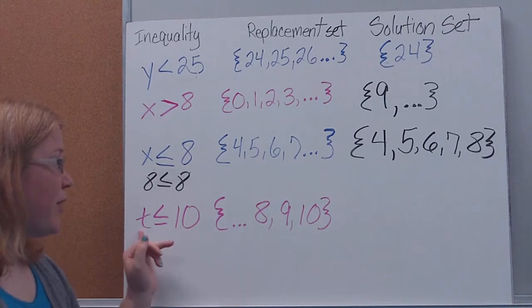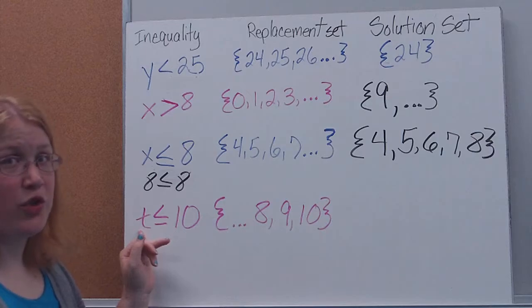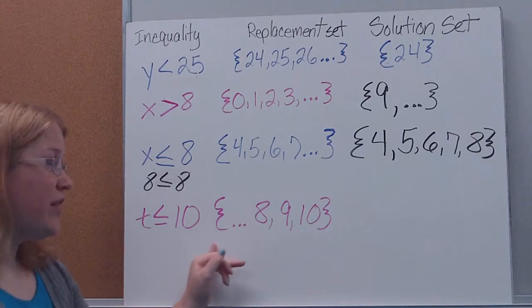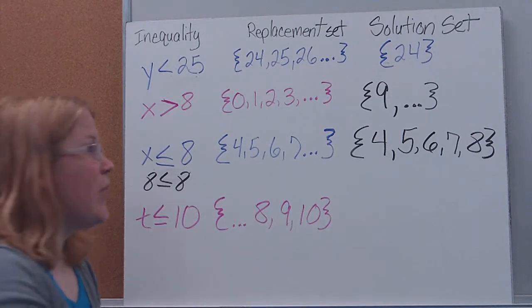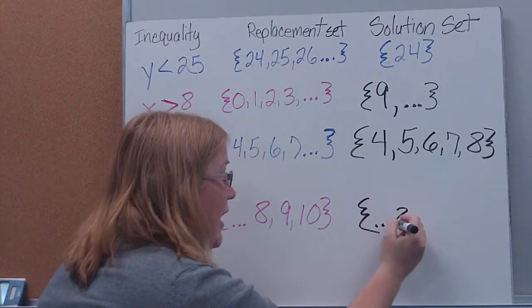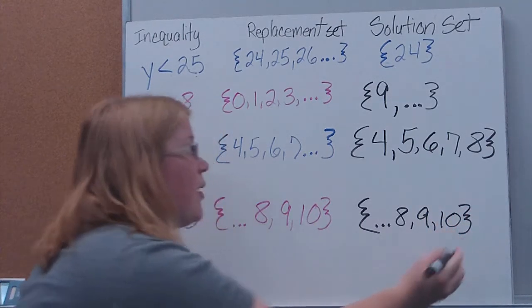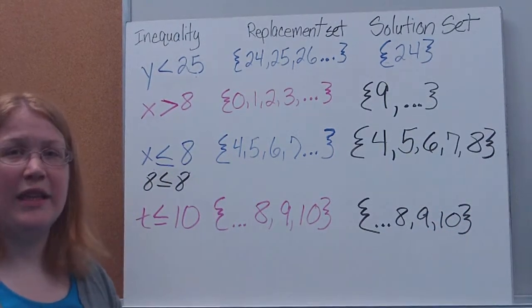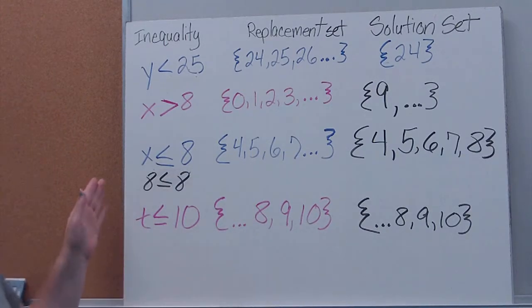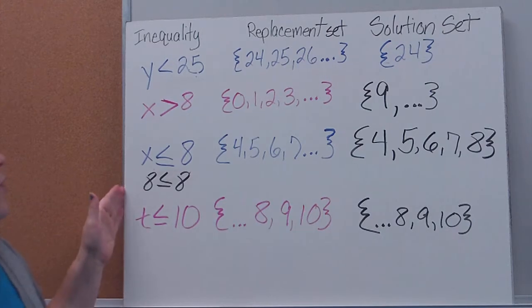Well, what is the first number that would work for t? Well, 10 is less than or equal to, actually equal to, 10. All these other numbers would also work, so that means my solution set is actually going to look exactly the same as my replacement set. All of these numbers can get plugged in to make this a true statement. So that's all we're doing, plugging it in, which ones work, which ones don't.